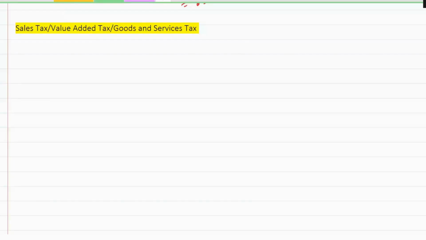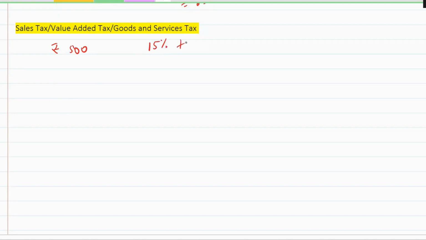Now the last topic before the exercise is sales tax, value added tax, goods and services tax. We say GST, etc. Whatever fancy name they give, not to worry. It's simple: whenever you buy a thing, you need to pay tax. Suppose an object is for rupees 500, and there is 15% tax. The tax can be VAT, sales tax, or GST, whatever the tax is.